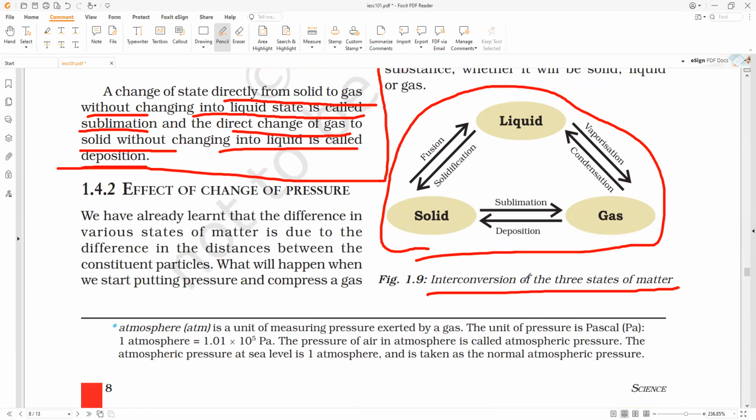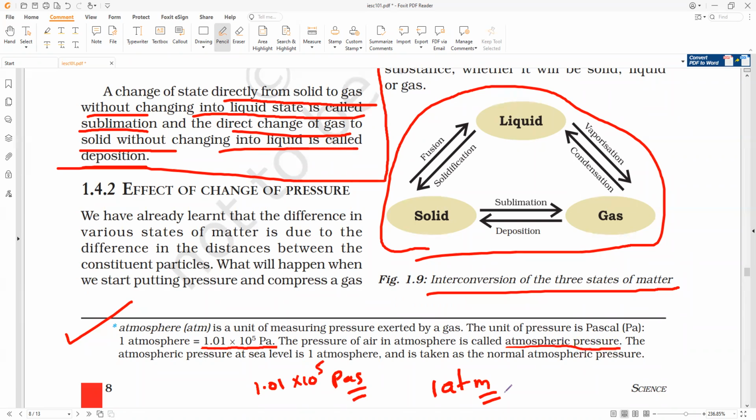Interconversion of three states of matter. Now we are familiar, so you can read it. I already taught you what atmospheric pressure is. One atmospheric pressure is equal to how much? Simply, no need even for 1.01, I can say how many pascals, guys? 10 power 5 pascals, equal to 1 atm. Clear? 1 atm. Sea level pressure of 1 atmosphere is called atmospheric pressure.